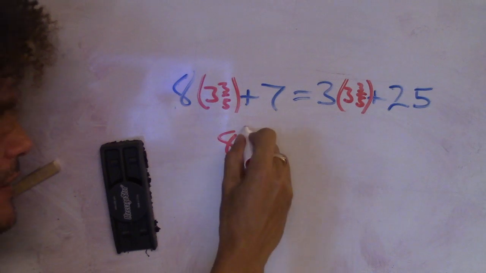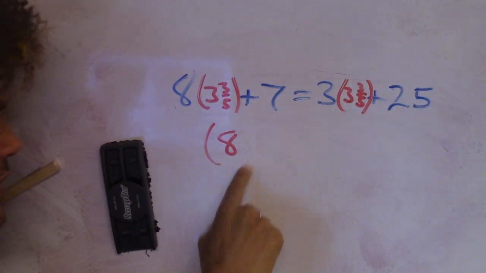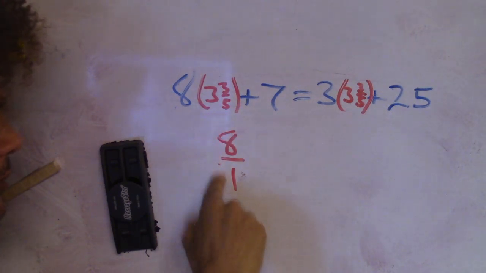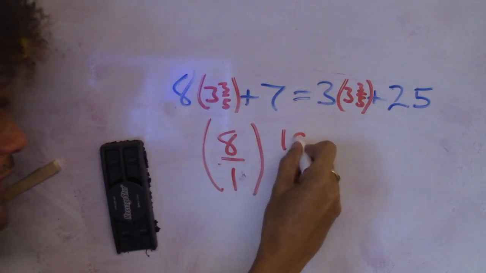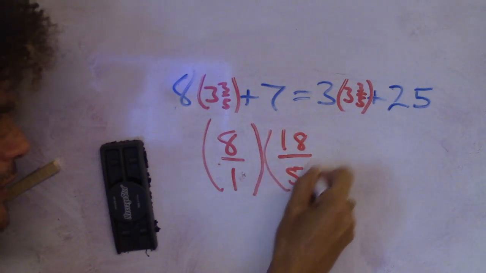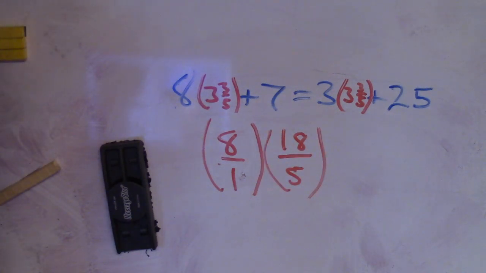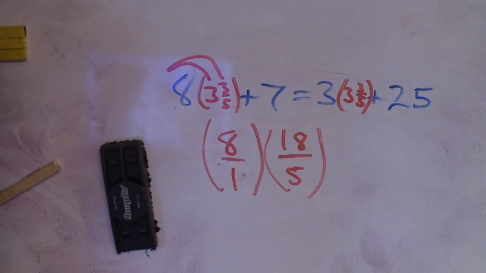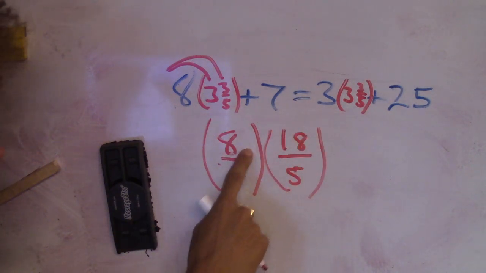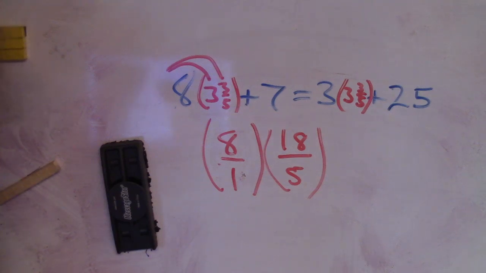Is 8 times, would you say 8 over 1? Right? What's this fraction? Well, that's going to be 18 over 5, which was the original thing we had, right? You can do it that way. The other way you could do it is you could multiply 8 times 3 and then 8 times 3/5. Your call. 24 and 64. I like it. Okay, I'll do it because I'll take it. But you can do 8 times 18 in your head, can't you?